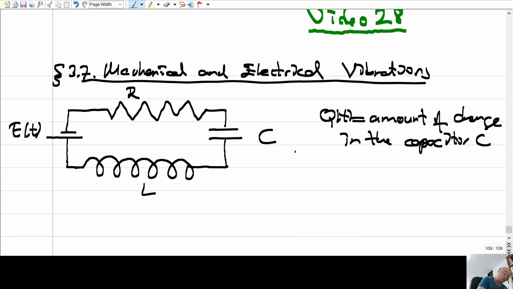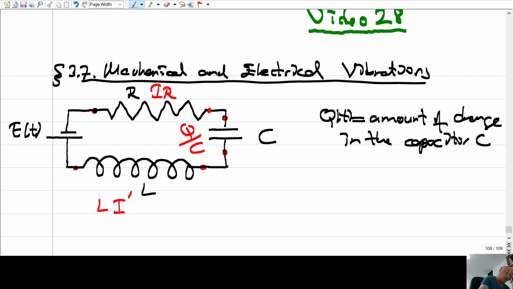And the potential difference at the ends of the capacitor is how much? It is Q over C. The potential difference at the ends of the resistance is how much? It is I times R, and the potential difference at the ends of the inductor is what? L times I derivative.